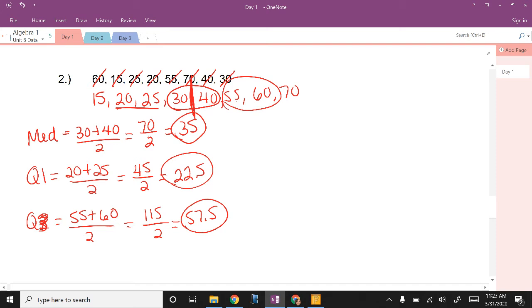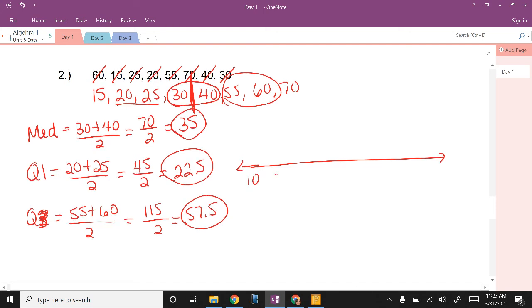All right, so now you're ready to make your box and whisker. My numbers are ranging from 15 to 70. So I think I'm going to go by tens. You can do that when your numbers are pretty spread out. So I'm going to start with 10 and go 20, 30, 40, 50. I need to make my line a little longer. Sorry about that. 60, 70. All right, some little tick marks.